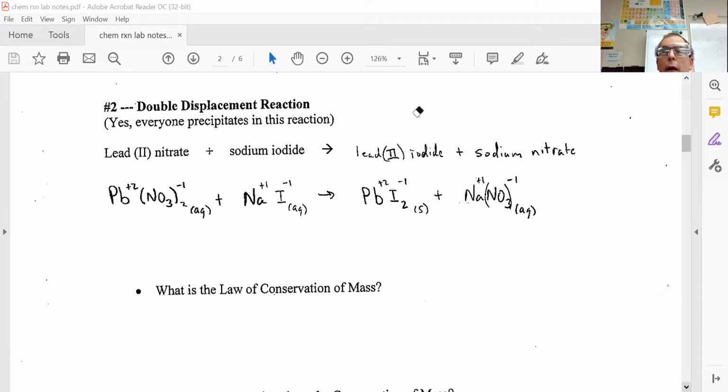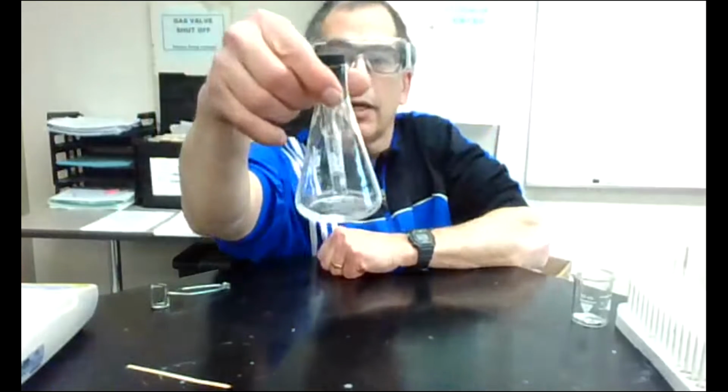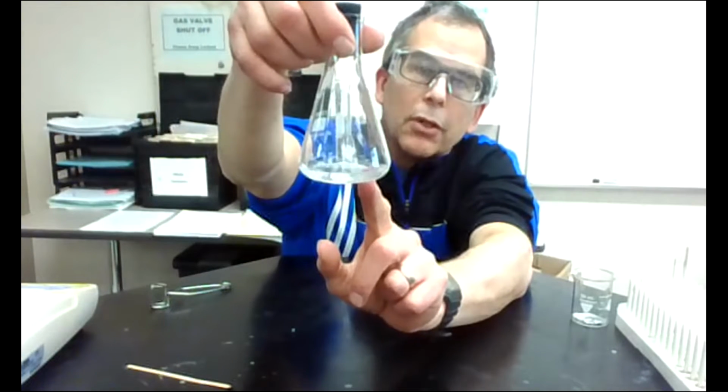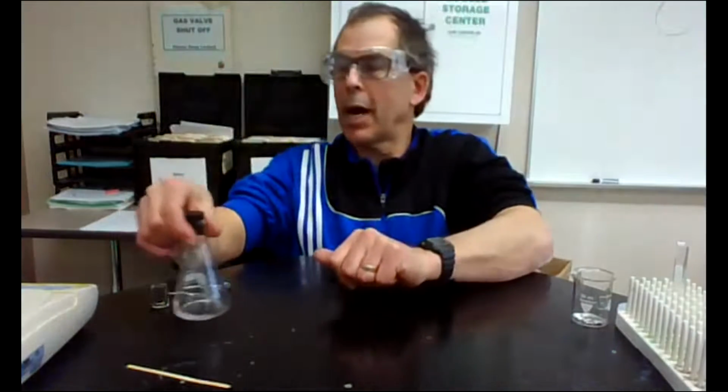And then I'm going to go to a screen share here. I'm going to stop my screen share and get to where you can actually see this reaction. Okay. And I have this reaction. I don't know if you can see this here. I have a solution right here, and there are 2 clear solutions. There's a test tube with some lead nitrate, and there's a clear solution of sodium iodide on the bottom.